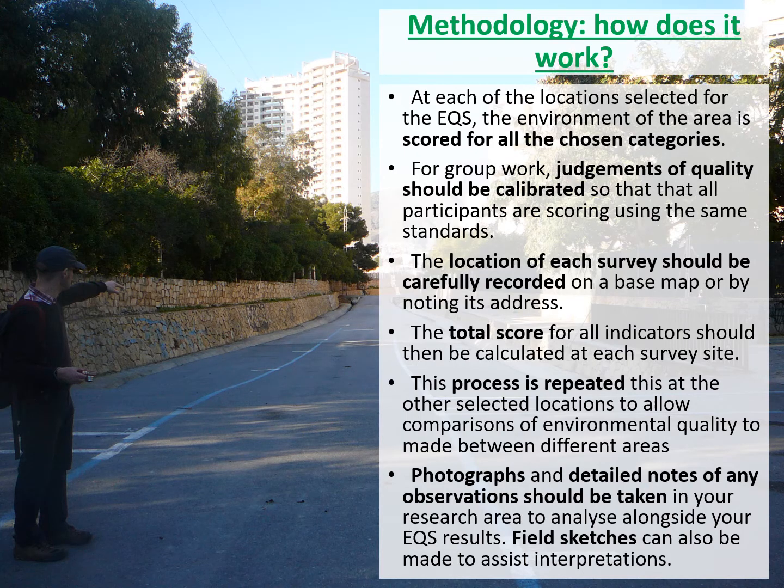Okay, so I want to give just a wee bit more information about how this methodology actually works. Now, as I said in the previous slide, for each of your carefully chosen locations for your environmental quality survey, you are going to turn up at that area and score all of your chosen categories. All of the categories that you've chosen, you're going to assign a score for them.